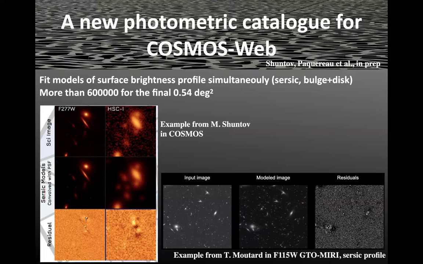So that's the code we now start to use routinely to get the photometry. And of course, I don't show it here, but we compare a lot with Aperture, Farmer, and all the different catalogs that we have.